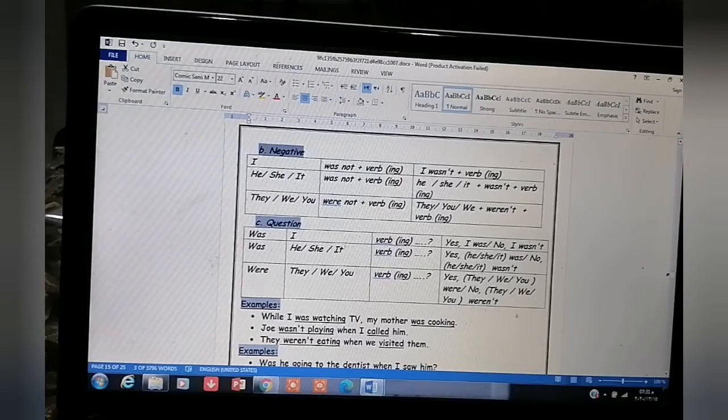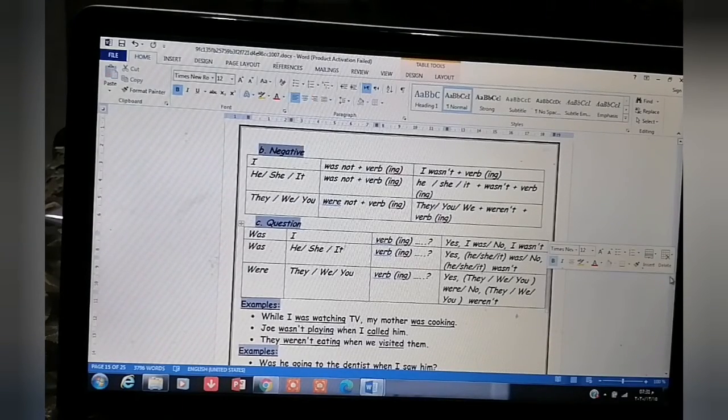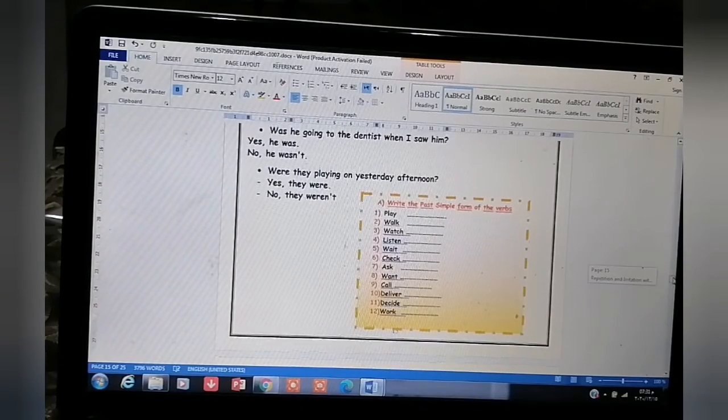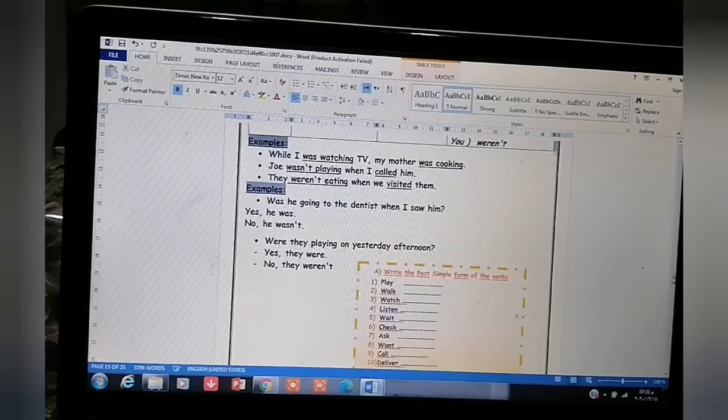Was he going to the dentist? One minute. Where is it? Was he going to the dentist when I saw him? Yes, he was, or no, he wasn't. Were they playing yesterday afternoon? Yes, they were, or no, they weren't.